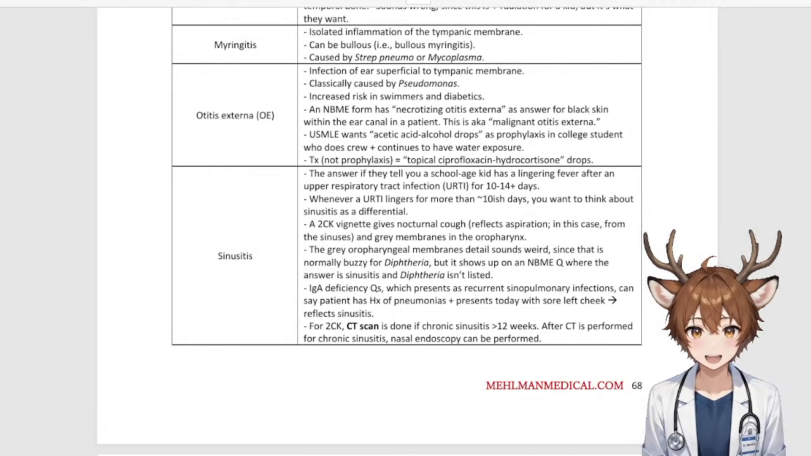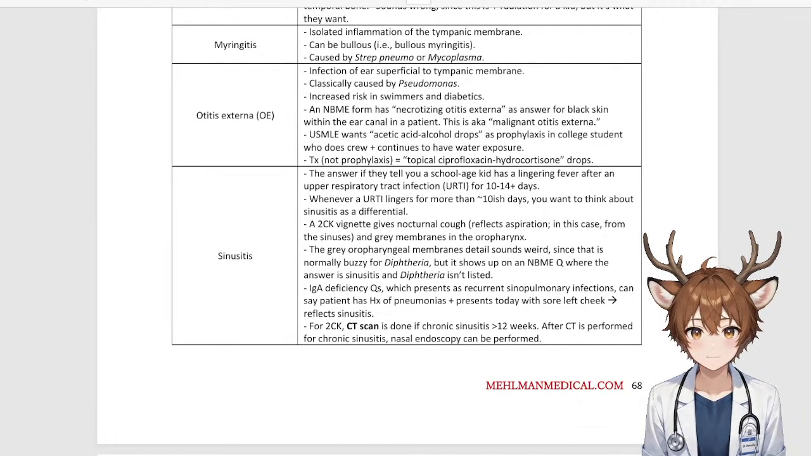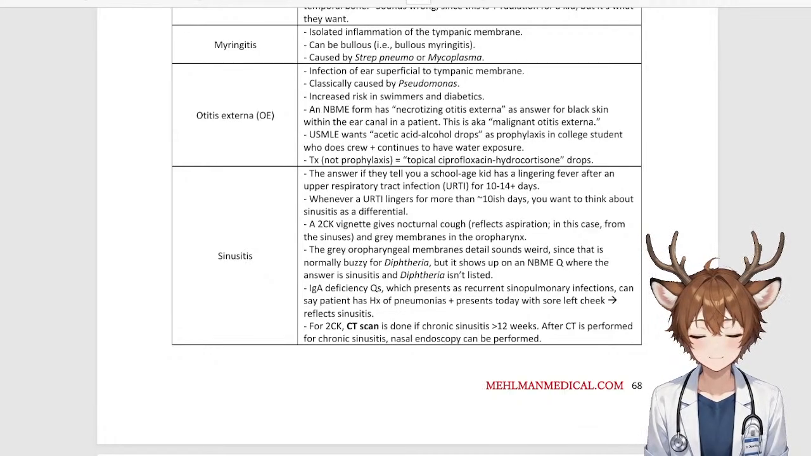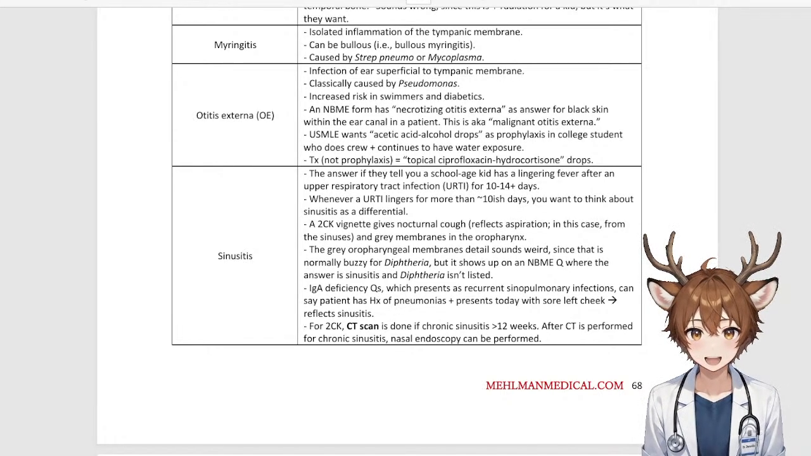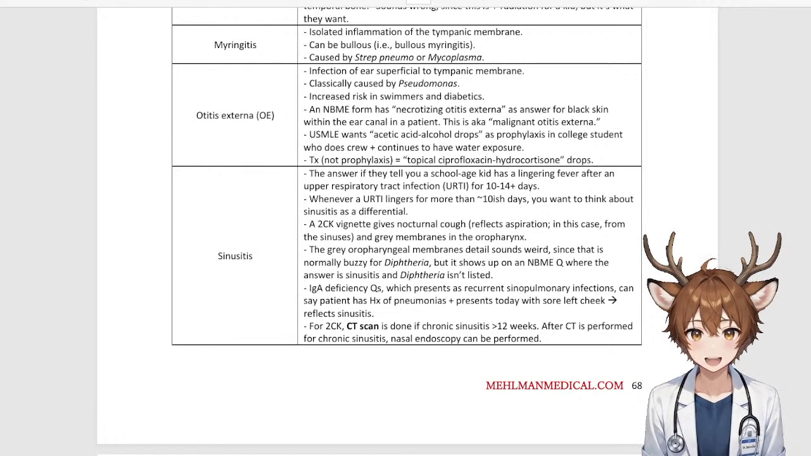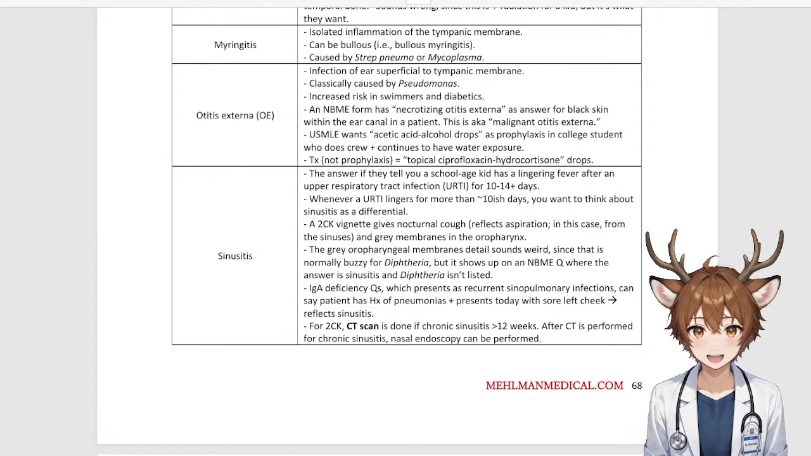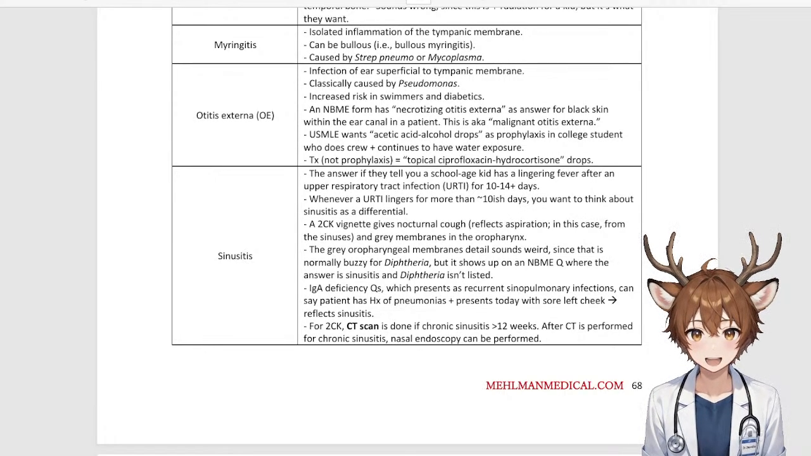What about otitis externa? Otitis externa, infection of the ear, which is the outer ear infection, by the way. The name gives it away, right? The infection of the ear superficial to the tympanic membrane, classically caused by Pseudomonas. Increased risk in swimmers and diabetics. An NBME form has necrotizing otitis externa as the answer for black skin within the ear canal in a patient. This is aka malignant otitis externa.